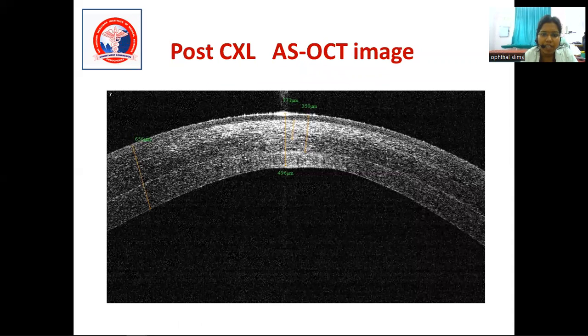This is a post-CXL ASOCT image where you can see the demarcation line between the normal cornea and where the CXL is done.